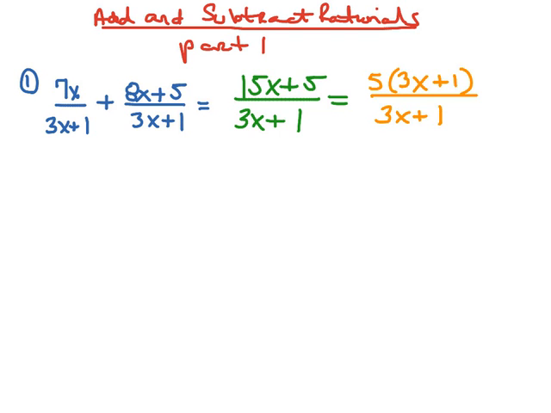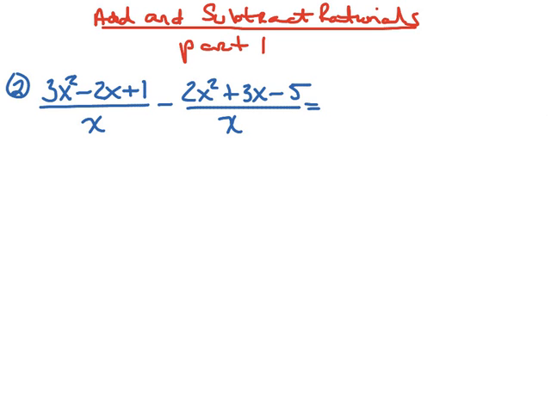As you can see at this point, I can cancel out some common factors, and those common factors are 3x plus 1 and 3x plus 1. Therefore, I'm left with 5. Therefore, when I add these two rational expressions, the answer is 5.